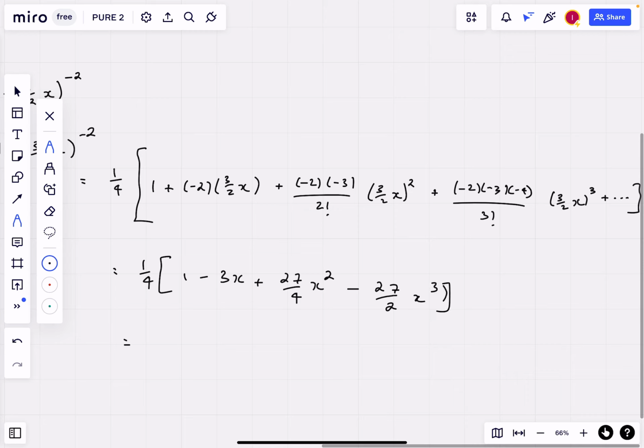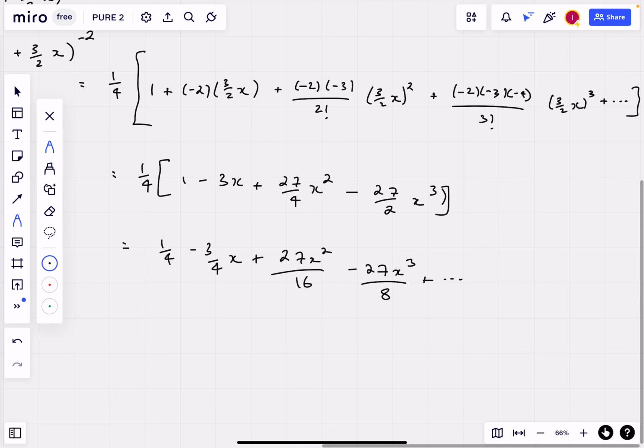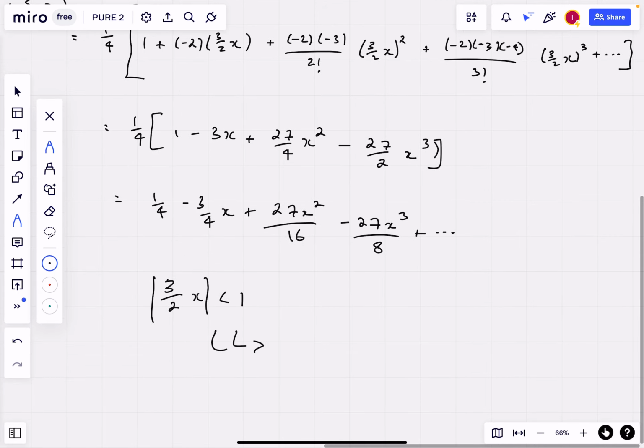And after timesing everything by a quarter, you should have that. Your 3 over 2x modulus being less than 1 is the same as your modulus of x being less than 2/3. That is the range. And there you go. That is the second part of using the factorial notation in binomial.